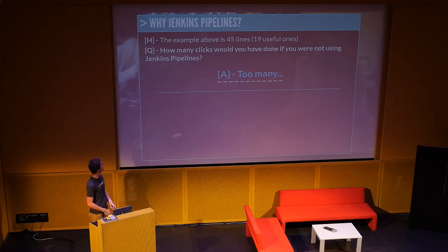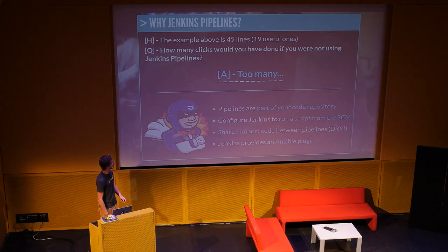OK, so why Jenkins pipeline? I do have a question for you. The example above is 19 useful lines. And if you're using a classic Jenkins server, how many clicks will you do to configure that kind of pipeline? And whenever the Jenkins server goes down, how do you back up everything? How do you restore everything? Well, the answer is obviously too many. It's great to click buttons, but sometimes you prefer having code and just reusing it and super easily building a new project from your code.